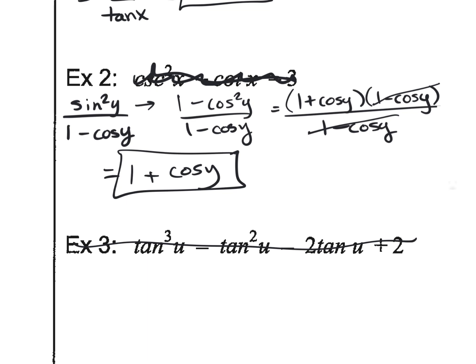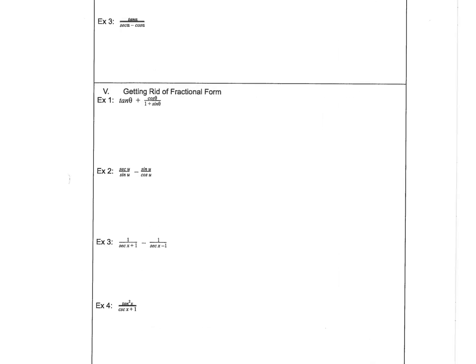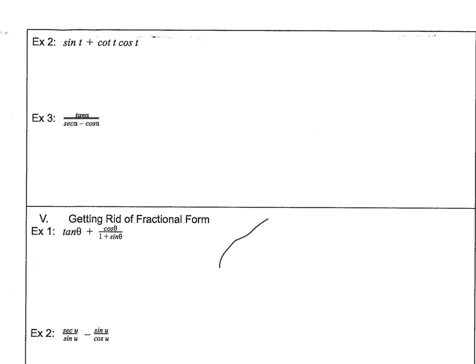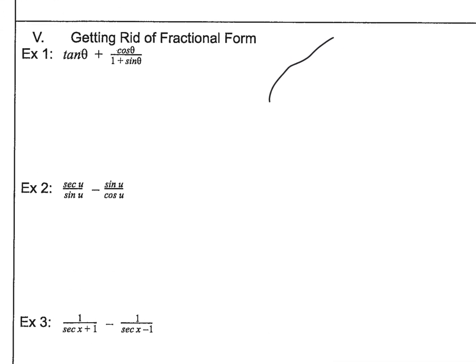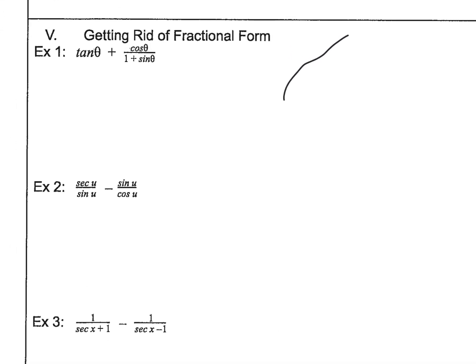All right, got a little bit of time left. Let's do a couple more. Let's talk about getting rid of fractional form, then I'm gonna let you try a couple here in this next little set. Getting rid of fractional form, because remember, what did I say? One of our rules was we can't have things in the denominator.